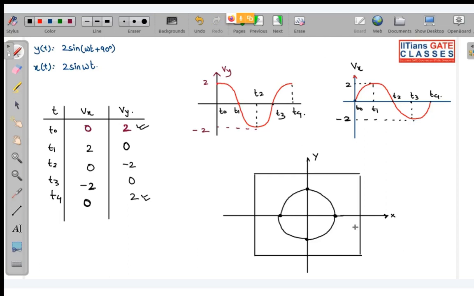So this will actually look like a circle. Means what? This Lissajous pattern will be a circle. So now, when are we getting a circle? Can you tell me?